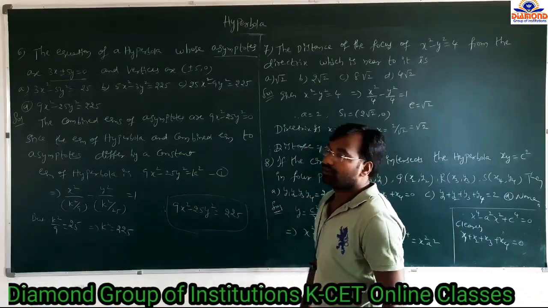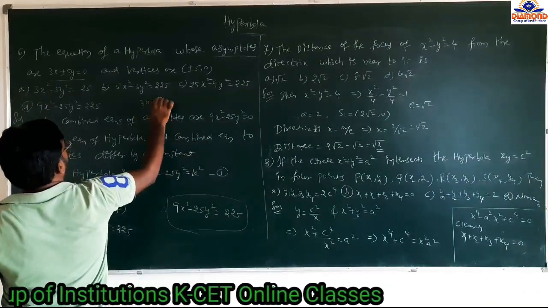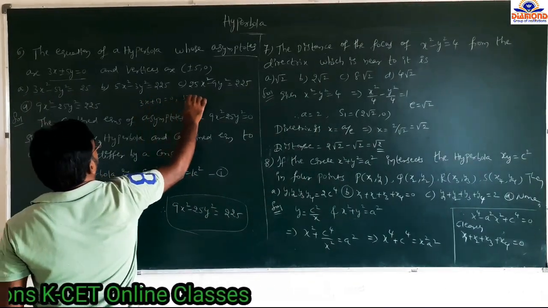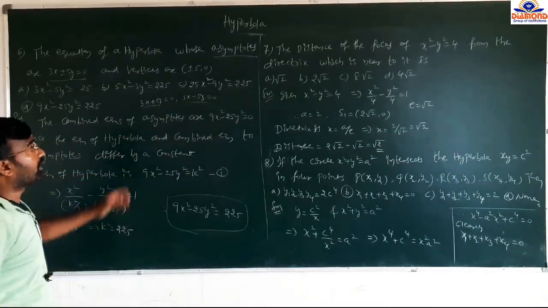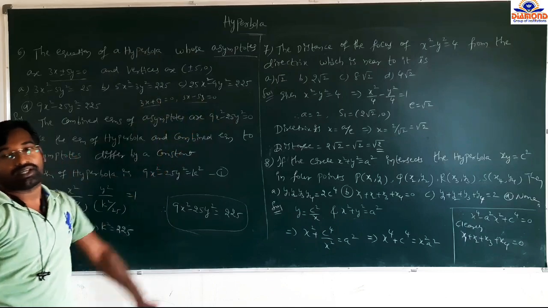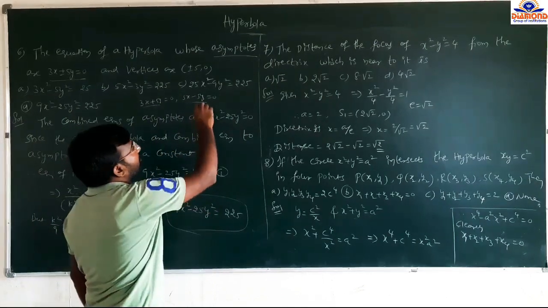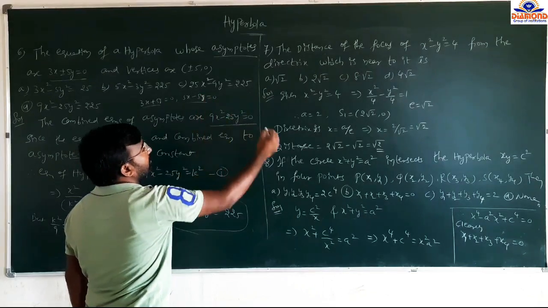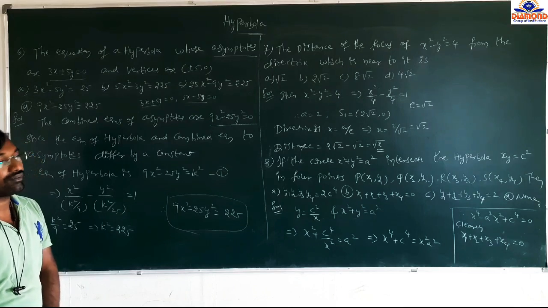What are the given asymptotes? The given asymptotes are 3x plus 5y equal to 0. Another one is 3x minus 5y equal to 0. Combine these: multiply these two, you get the combined equation. So what do you get? 3x whole square is 9x square, minus 5y whole square is 25y square. 9x square minus 25y square equal to 0. This is the equation of asymptotes.